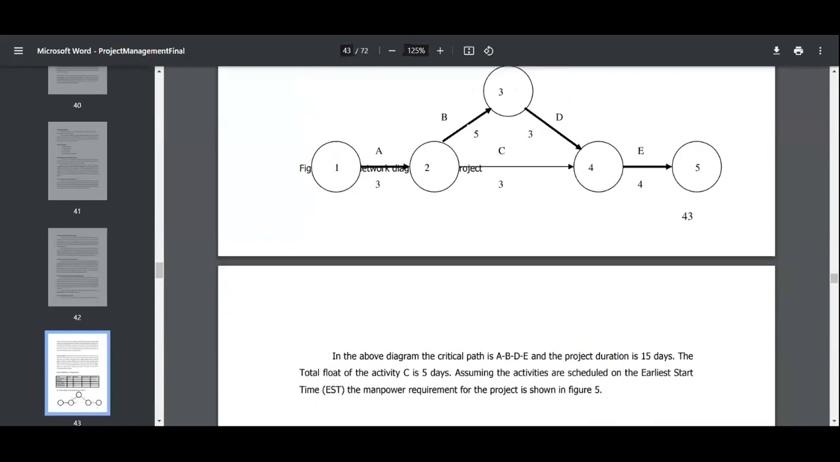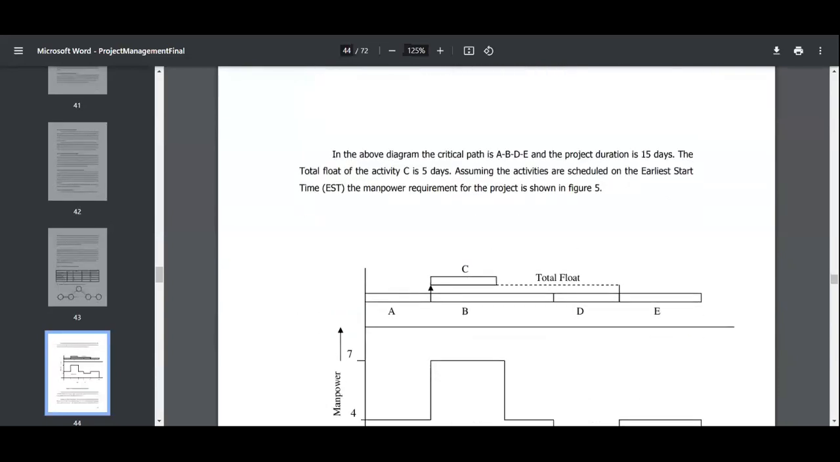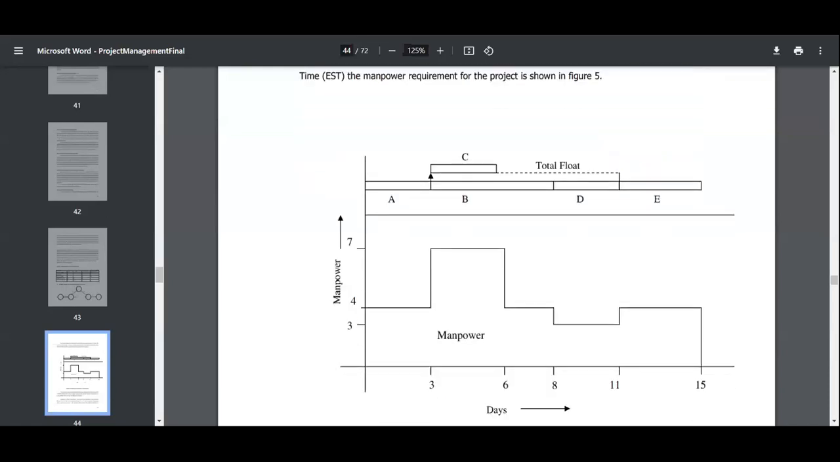So on that basis, they prepared the diagram and then gave some interpretation about it. In the above diagram, the critical path is there, and the project duration is 15 days. Okay. So the total float of the activities is the 15 days, meaning a different time is required. Assuming that time, the manpower requirement for the project is shown in the next diagram, and that is the total float of diagrams. It's a group or symbol.